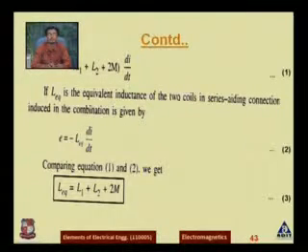So if L equivalent is the equivalent inductance of two coils in series aiding connection, the induced EMF in the combination will be E is equal to minus L equivalent dI by dt. We already found the value of E. So comparing this 1 and 2, what is in the 1? It is minus (L1 plus L2 plus 2M) dI by dt, and in 2, E is equal to minus L equivalent dI by dt. So L equivalent we can write as L1 plus L2 plus 2M.